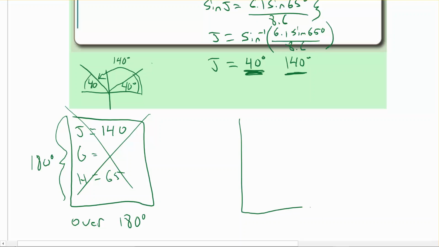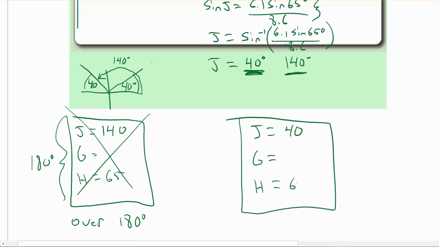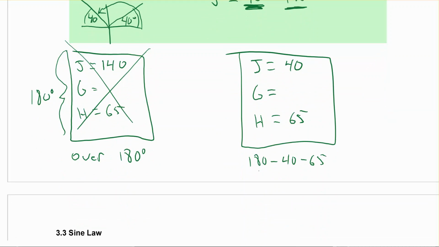So if we look at this, J is 40, G, and then H again is 65. All I have to do is go 180 minus 40 minus 65. And that would give me G is equal to 75 degrees.